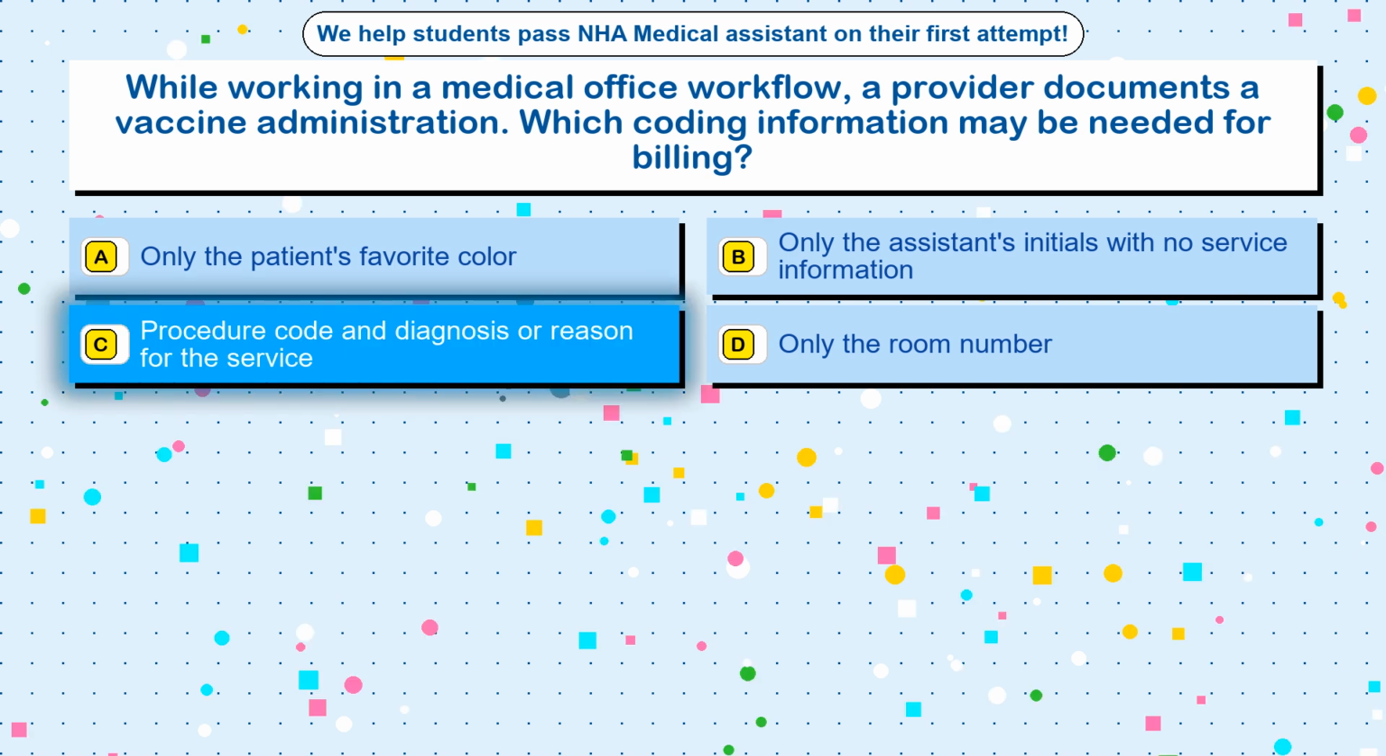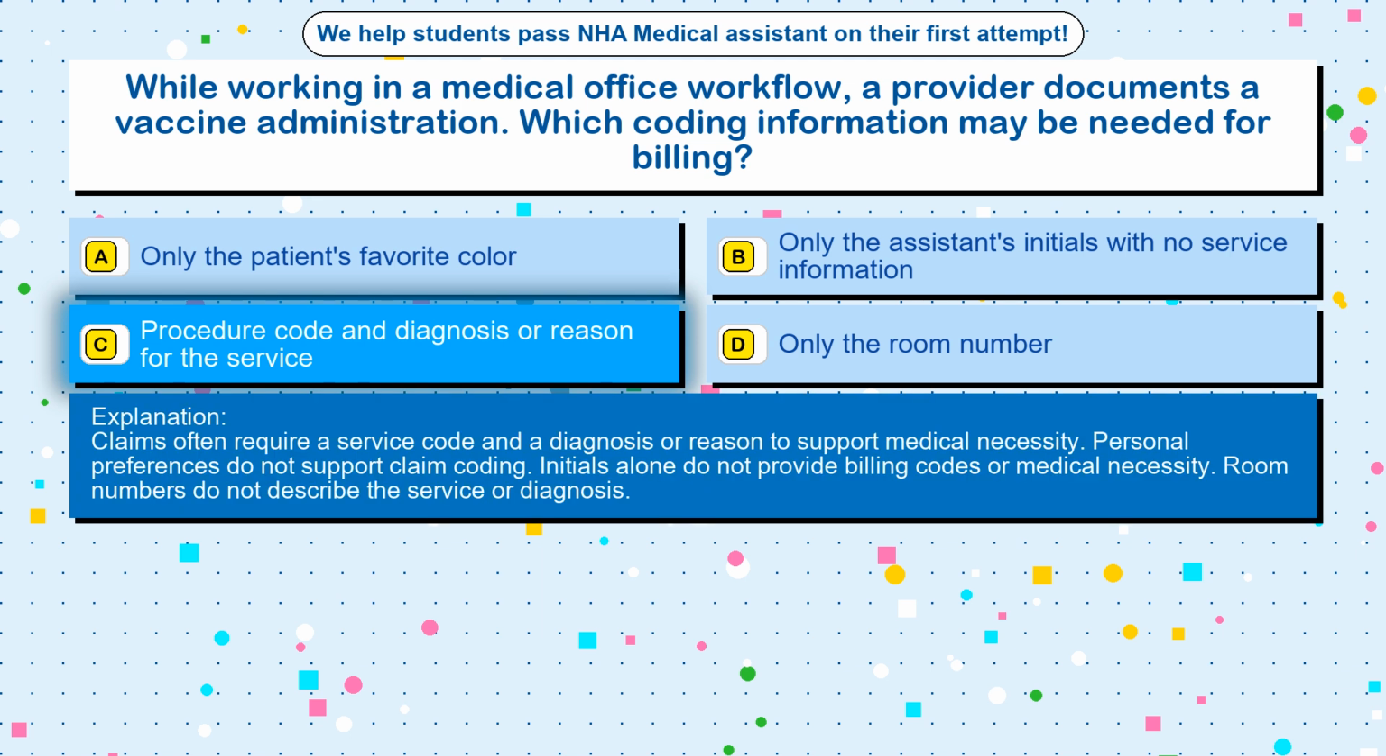The correct answer is option C. Procedure code and diagnosis or reason for the service. Claims often require a service code and a diagnosis or reason to support medical necessity. Personal preferences do not support claim coding. Initials alone do not provide billing codes or medical necessity. Room numbers do not describe the service or diagnosis.